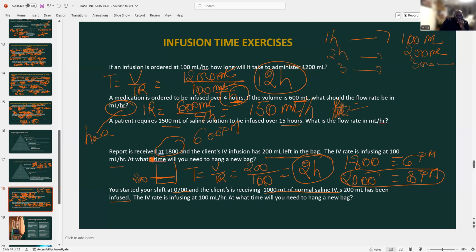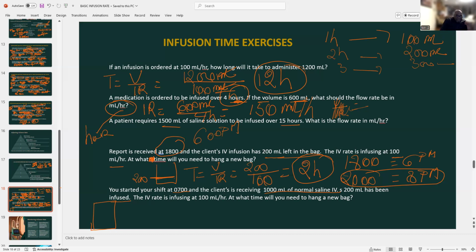So it's the same concept, but a little bit different. Here, for this patient, to find the time of the infusion, you need to know the quantity of the volume remaining in the bag. Like in the previous example, you had 200 milliliter left in the bag. But in this question, they are not telling you that 200 milliliter was left in the bag. They said 200 milliliter has been infused.